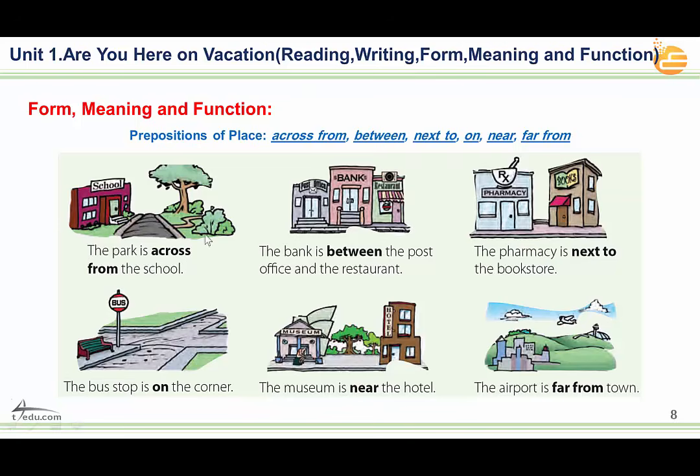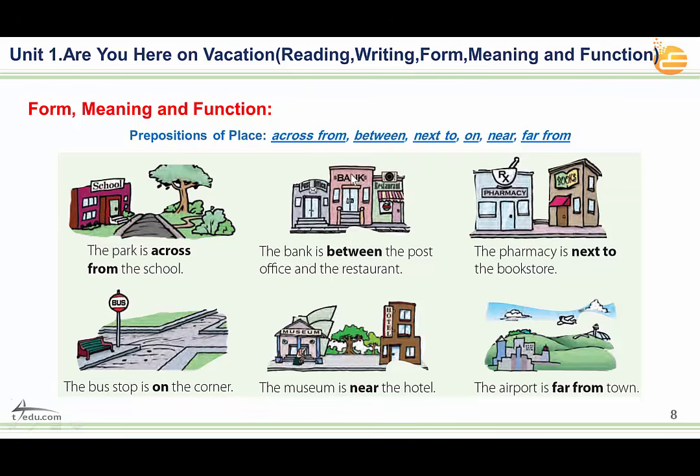So this is the park, okay? Can you see the park? The park is across from the school. So this is the school and this is the park. So the park is across from. You can say in front of. The park is in front of the school. Okay? Very nice. Number two, between.